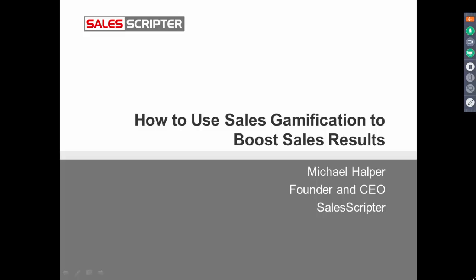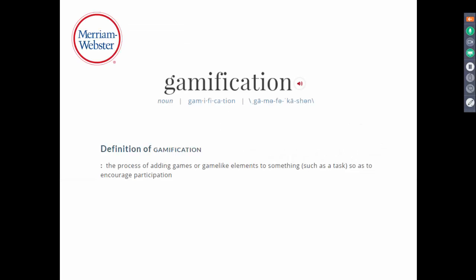The topic today is how to use sales gamification to boost sales results. And in a nutshell, what we're here to talk about is how to turn sales into a game. If we start with the definition of gamification at the most basic level, the exact definition is the process of adding games or game-like elements to something, such as a task, so as to encourage participation.